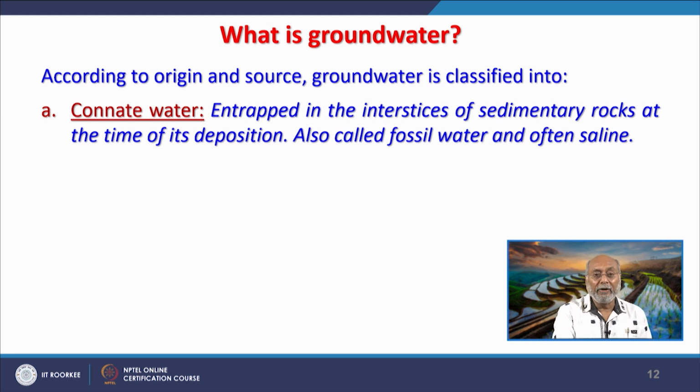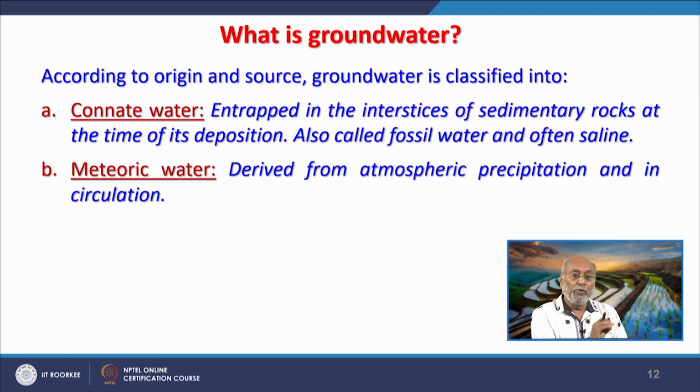So, connate water, which is entrapped in the interstices of sedimentary rocks at the time of its deposition, is also called fossil water and is often saline. So, if you trap that water, if you exploit that water, though it is fossil water, it might be saline also, because it was stored when these sedimentary rocks were formed.